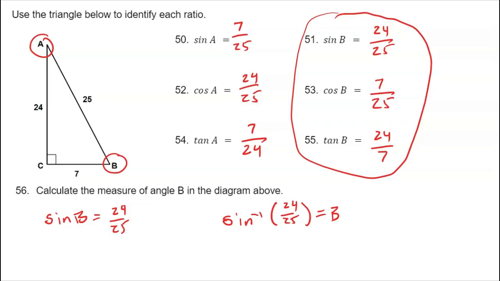So go ahead and grab your calculator, type in sine inverse of 24 over 25 to get approximately 73.740 degrees. Nice and easy, not too bad. And if you know angle B, you can easily find angle A because the three angles of a right triangle have to add up to 180 degrees. All right, nice and simple.